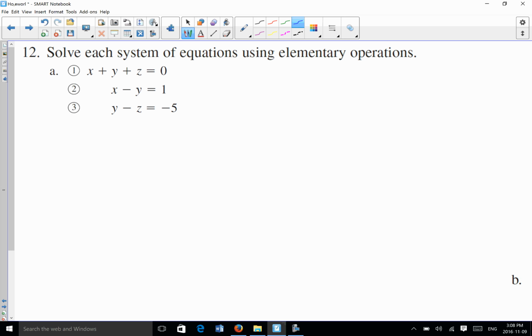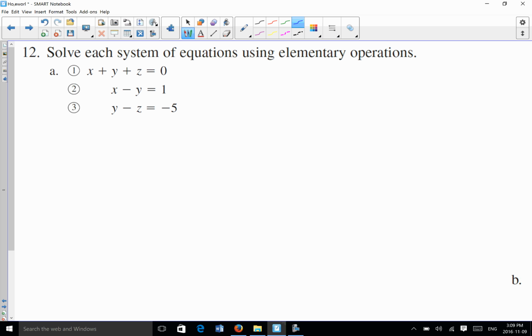So number 12 is our big question. We want to actually solve 3 equations using elementary operations. So our objective here is to use elimination, maybe double elimination if the case may be, to actually solve for x, y, and z. We're assuming that because they're asking us to solve it, these can actually be solved. Okay, and so let's pick 2 equations at a time and work with them to solve.